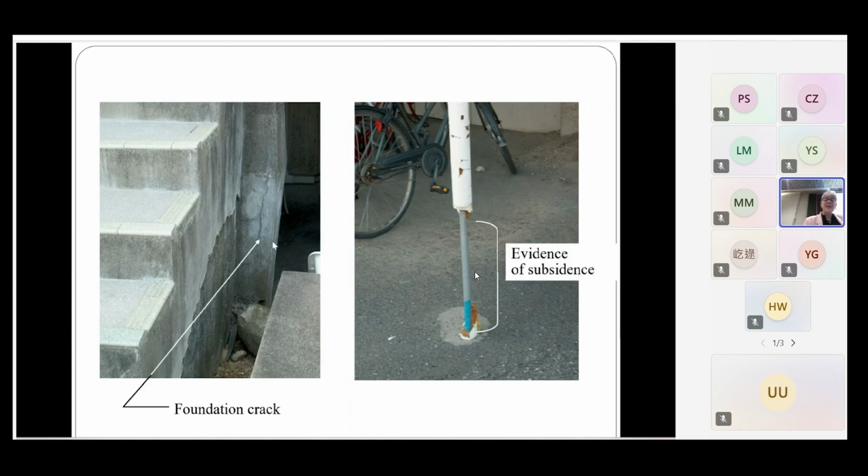So this is just a case of excessive groundwater extraction. You can see that it's cracked the foundation of this building, and they had to extend the support for this building because the ground was settling due to the amount of excessive groundwater that had been taken in this particular area.